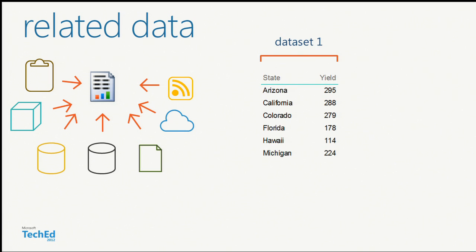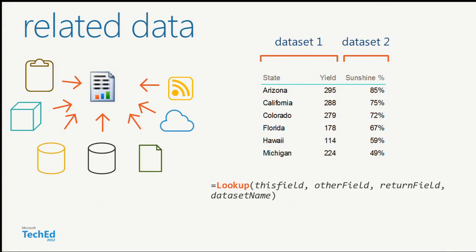Well, here's a simple case. You have the same stuff I was just showing you, your state and yield data, and you want to see the sunshine percentage right next to that state, right? Well, you can use the lookup function to do this, and it's really straightforward. You just type in the field you want to match on between the two data sets, the first one on this side and the one on the other data set 2, and then the field you want to return from data set 2, and then the name of the data set that you want to pull it from. And that's all there is to that. So let me show you how to do that.